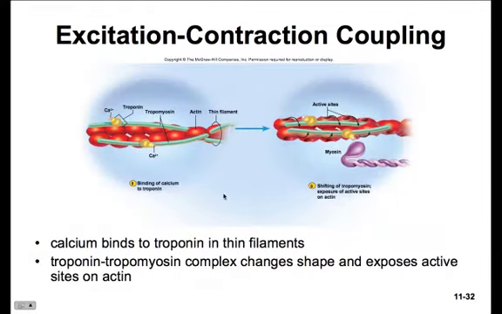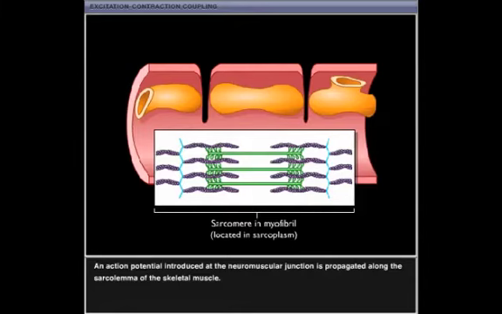Here, in a closer look, we see that calcium binds to troponin, which releases the clip so that tropomyosin can move aside and expose the active sites on the actin molecule. Once the actin sites are exposed, they're available for the myosin heads to clip into and row along the strand. So now let's put some motion on that. Here's an animation of excitation-contraction coupling.